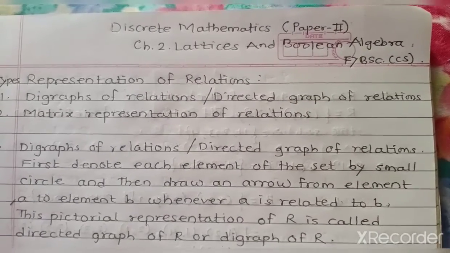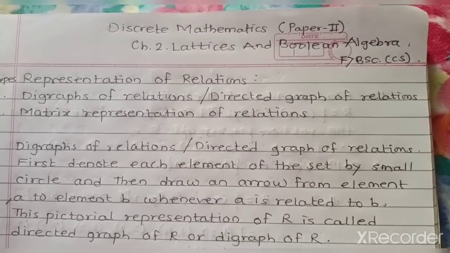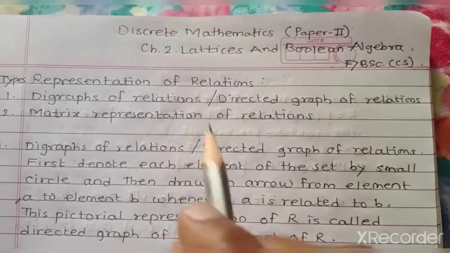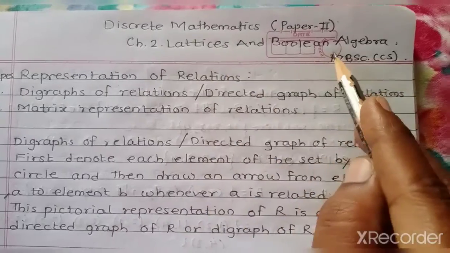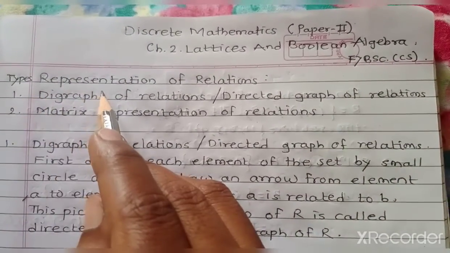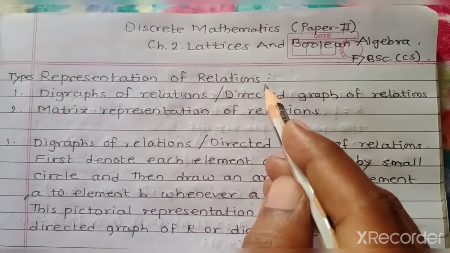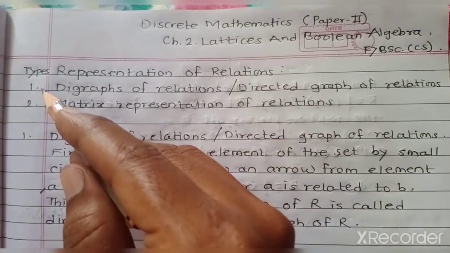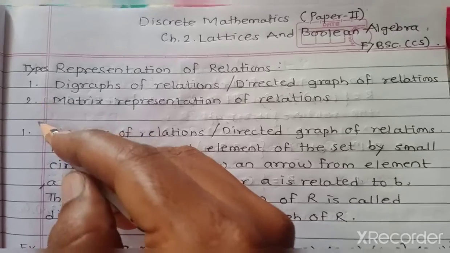Hello students, today we are going to start Discrete Mathematics Paper 2, Chapter 2, Lattice and Boolean Algebras. Next point, types of representation of relation. Here we have to represent two types.